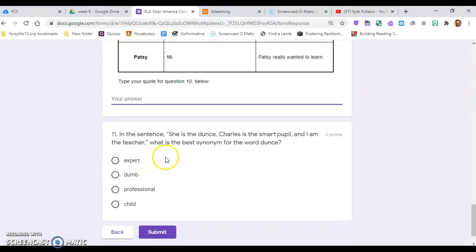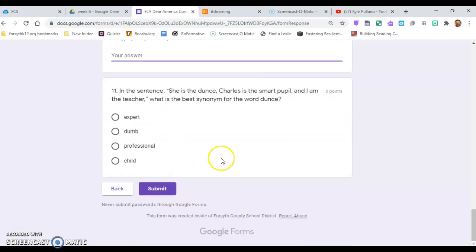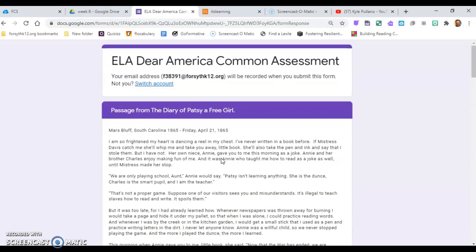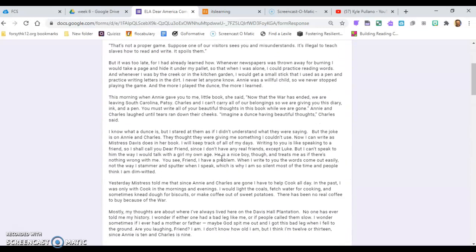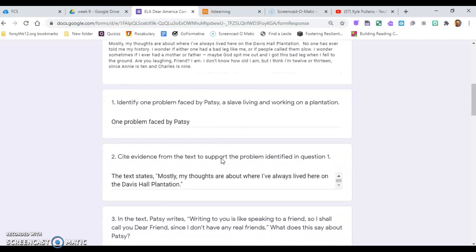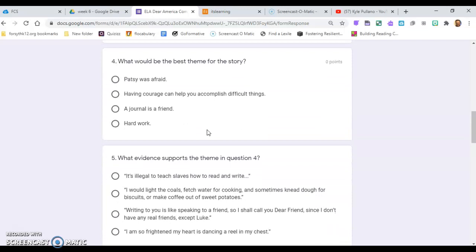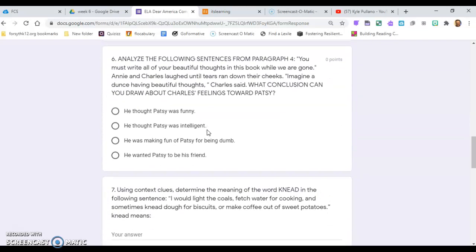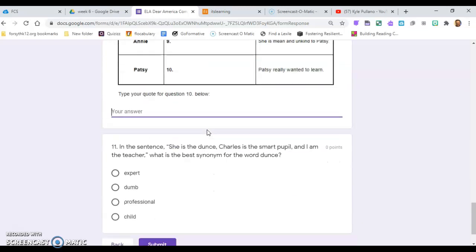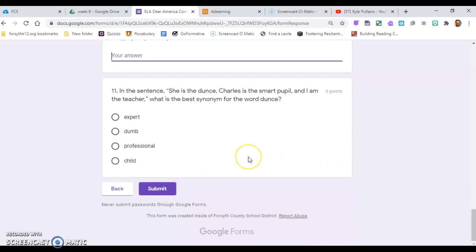And then the last one is multiple choice. You click on that and then you submit only when you have read the text, of course. You've gone back and looked for the answers in the text, and you've reread and made sure you answered every single question and you didn't skip anything. Then you can submit.